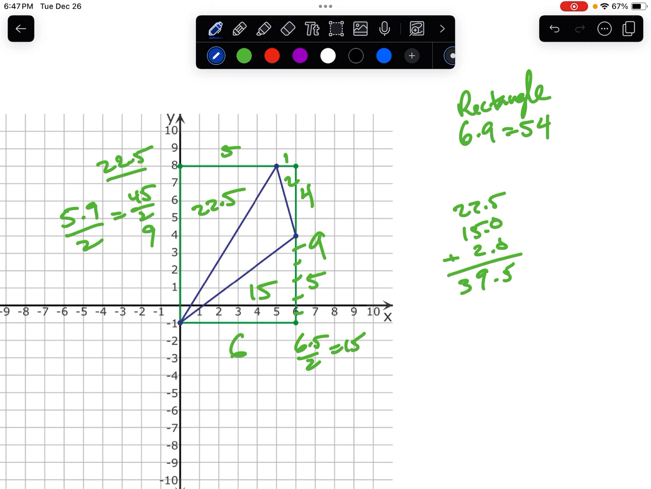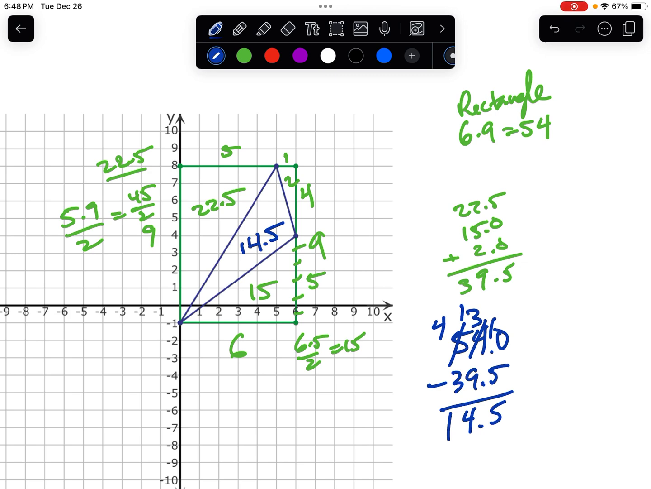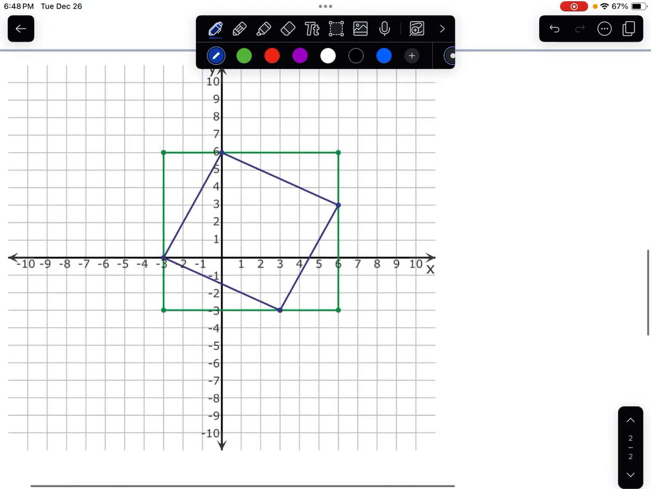So the blue area inside is going to be 54 minus 39.5, which then gives us, do some borrowing here, 14.5. So this triangle's area is 14.5 once you subtract all the corners from it. Move on to some squares here.